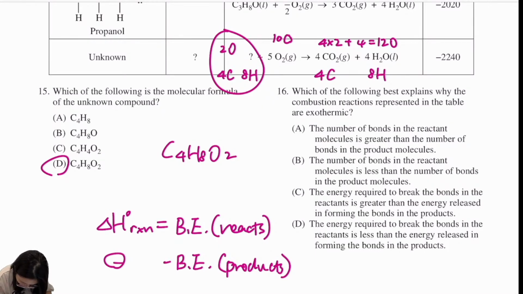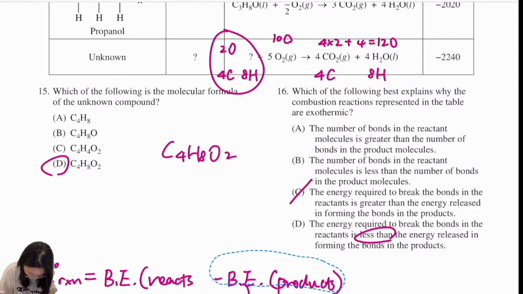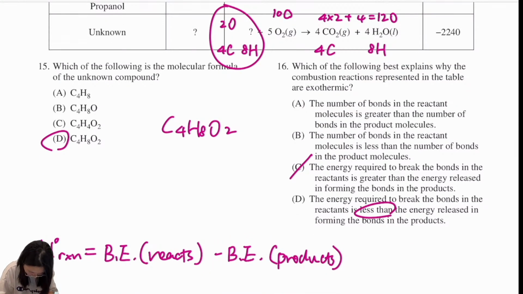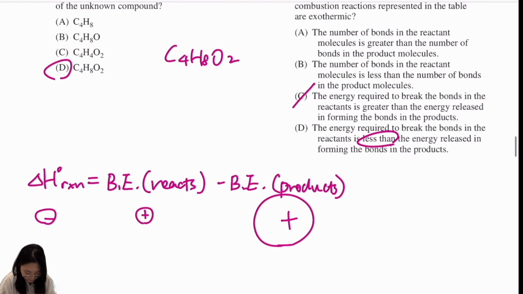So C, energy required to break the bonds in a reactant is greater. No, if it's greater, then you will get an endothermic reaction. D, the energy required to break the bonds in the reactants is less than the energy released in forming the bonds in the products. Yes, so D is the right answer. Both are positive values because it's energy required to break the bonds. So it's a small value minus a large value, so eventually you get an exothermic reaction.